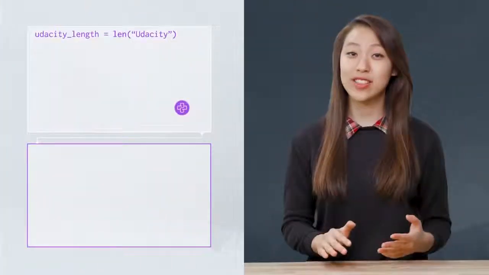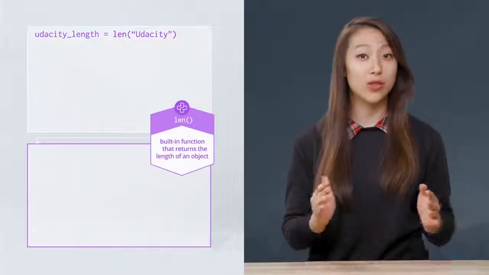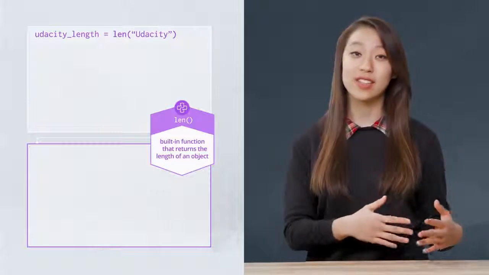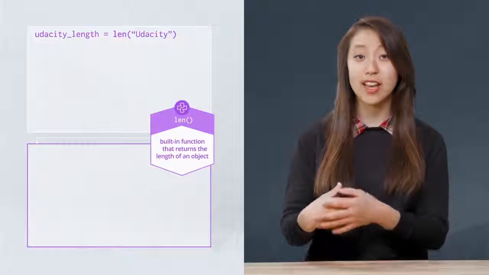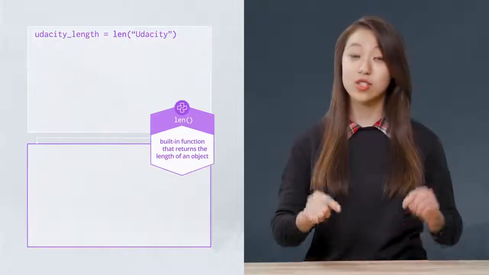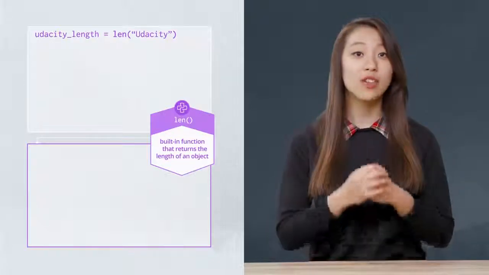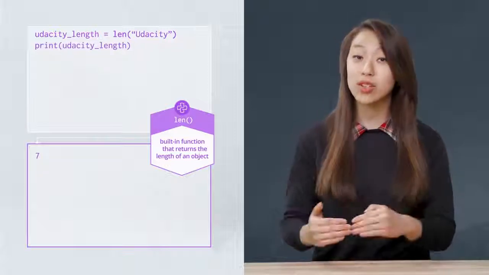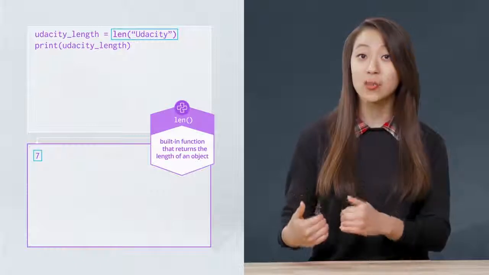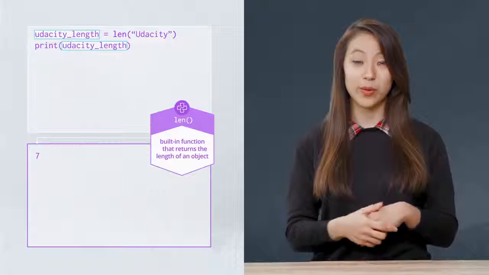A useful function that's built into Python is len, which can tell us the length of a string. This is just the number of characters in the string. Len is like print in that it's a built-in function that takes in a value in parentheses to perform an action. Len differs from print in that it returns a value that can be stored in a variable. In this example, the len function outputs the number 7, which is stored in the Udacity length variable.